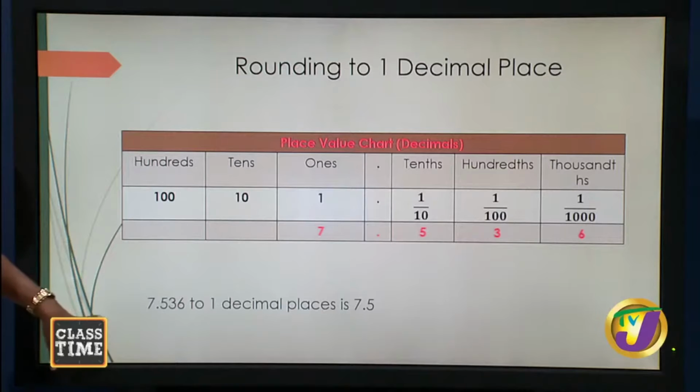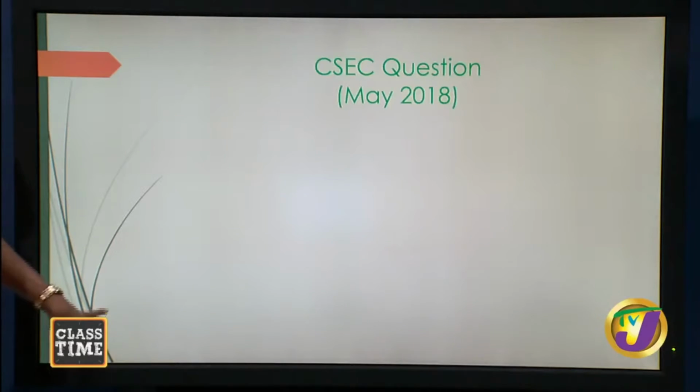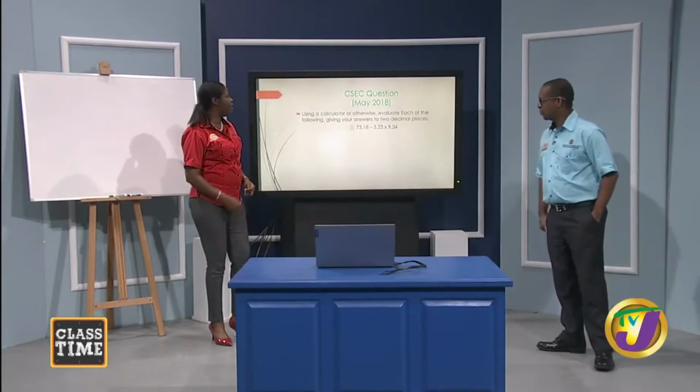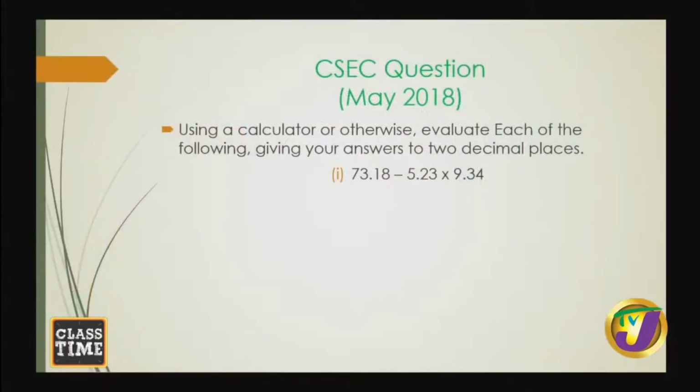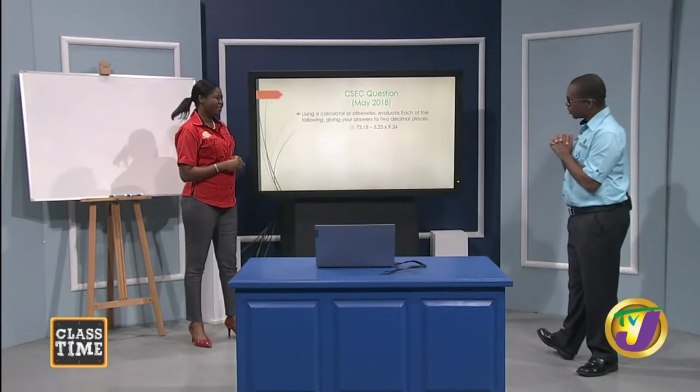All right, so let us look at a question on the CSEC question paper, May 2018. I'm sure you're familiar with this question. You have seen them regularly on your papers. Here we have 2 operations and we're being asked to use a calculator or otherwise evaluate each of the following, giving your answers to 2 decimal places. I'm thinking these people at CSEC are trying to trick some of our students.